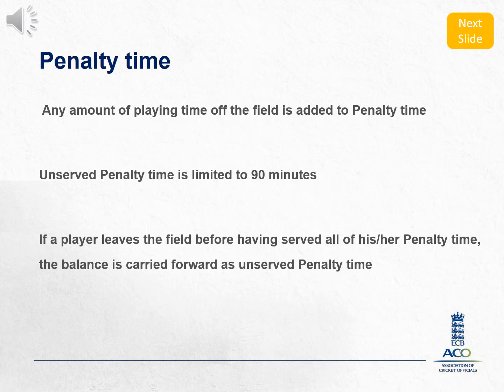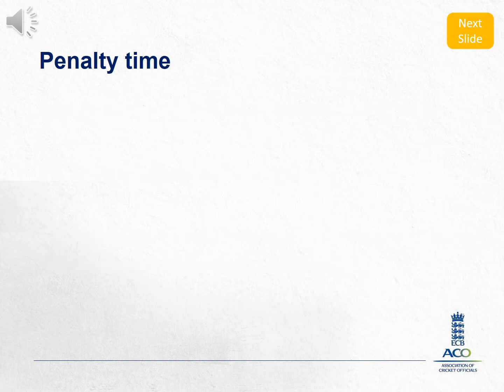So if a player is off for 30 minutes, returns for 15 minutes, and then leaves the field again, they still have 15 minutes of penalty time to serve, plus however long they are away this time. It is key to record the coming and going of players together with your colleague. Once it rains, things get tricky.